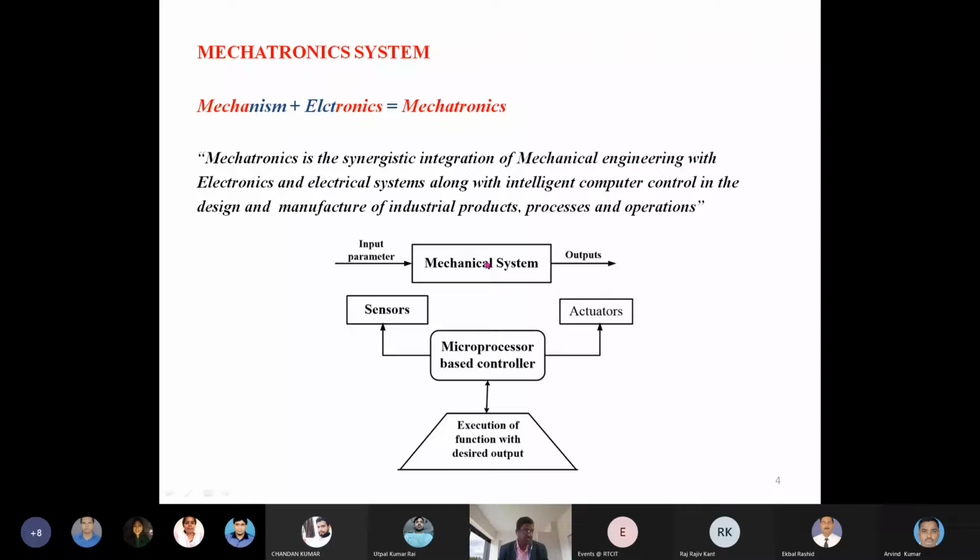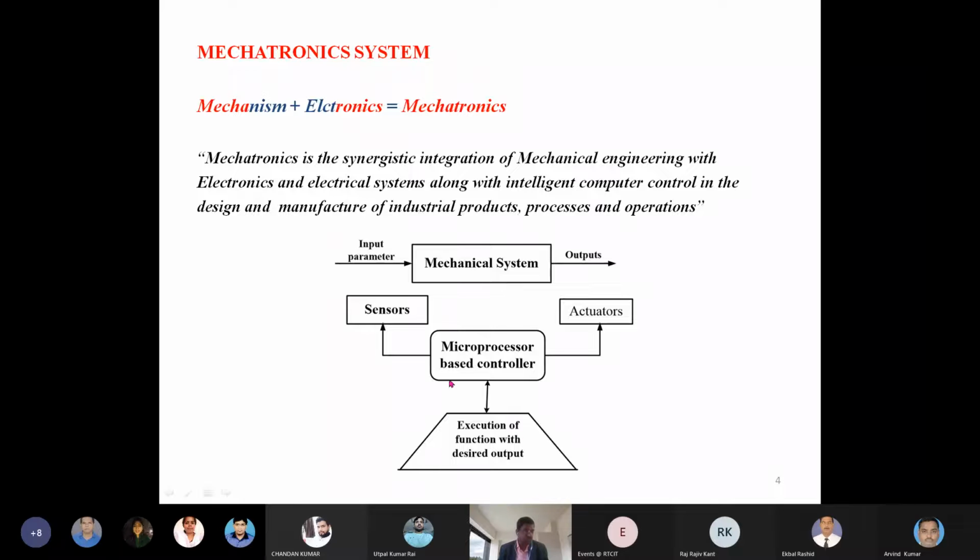To distinguish how a typical mechanical system differs from a mechatronic system: a typical mechanical system takes as input process parameters, something like pressure, temperature and force, etc. The system develops some output actuation. It may be a rotational effect or maybe a linear movement, etc. It is completely a mechanical system.